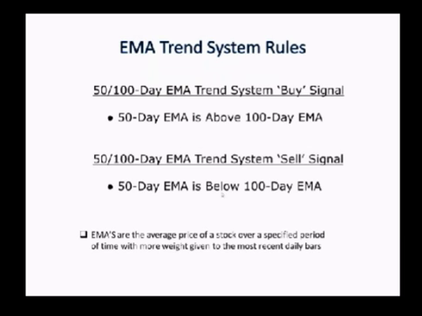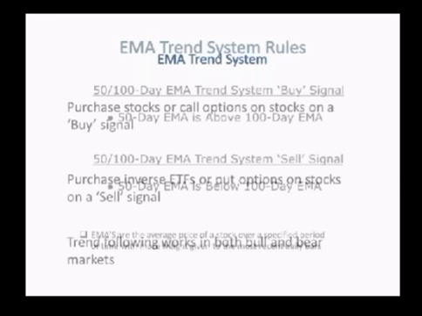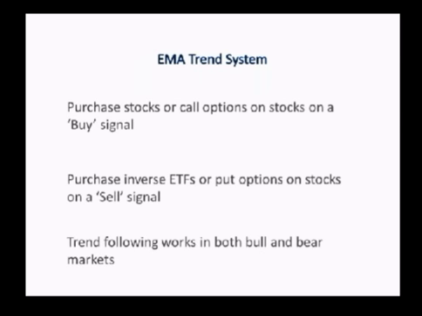So it's a very simple trend following system. If the 50-day exponential moving average is above the 100-day, then that stock is on a buy signal. And if the 50-day exponential moving average is below the 100-day EMA, then that stock is on a sell signal. And if a stock is on a buy signal, we'll purchase the stock or a call option. And if the stock is on a sell signal, we'll purchase ETFs or put options on the stock.